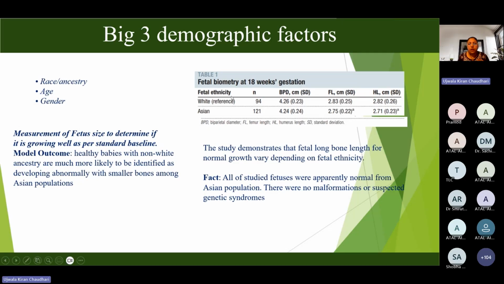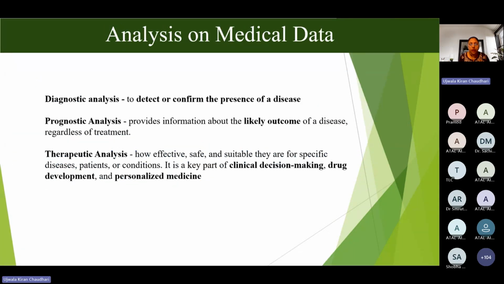So these are some of the things, like the race or the age. Age also matters a lot. The gender also matters a lot, right? So these are some of the aspects which we should consider while analyzing the medical data.